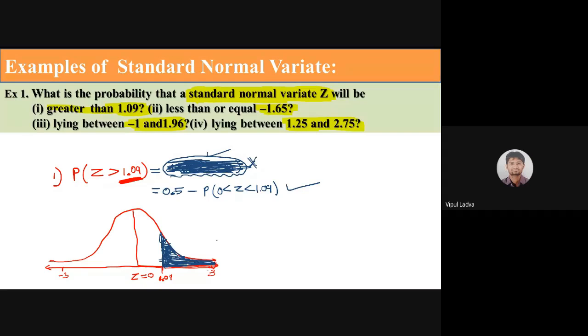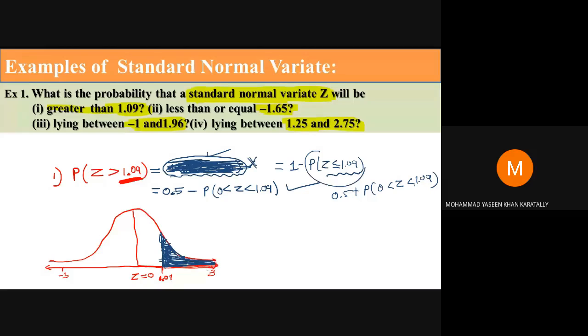सर लेकिन आंसर तो वही आएगा ना। देख मोहम्मद, आंसर वही आएगा, 1 minus probability of, आप क्या बोल रहे थे, z is less than or equal to 1.09. Now, are you in a position to find this, z is less than or equal to 1.09, using that table? No. इसको भी आपको दो पार्ट में डिवाइड करना पड़ेगा बेटा। 0.5 plus probability that 0 is less than z is less than 1.09. If you divide this into two parts and then subtract it from 1, the answer will be the same.